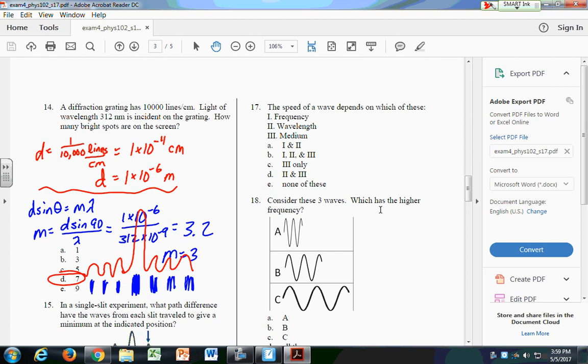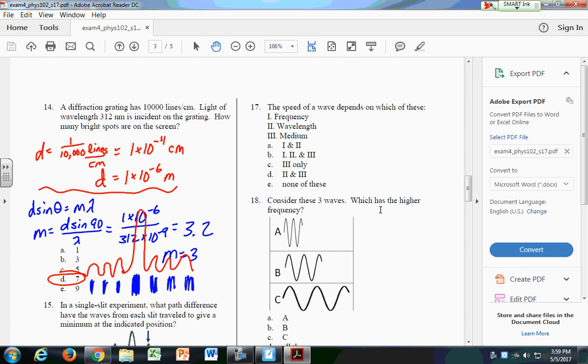So I first calculate the maximum order, just like the previous problem. I find the maximum order is 3. That means that I'll have the central bright fringe, and then I'll have 1, 2, 3 orders on that side, and then 1, 2, 3 orders on that side. So 3 plus 1 plus 3 is 7. So 7 total bright spots. If y'all find that problem, shoot me an email.